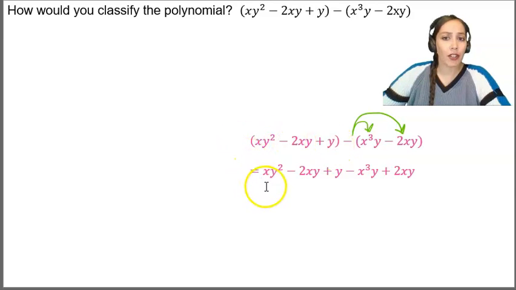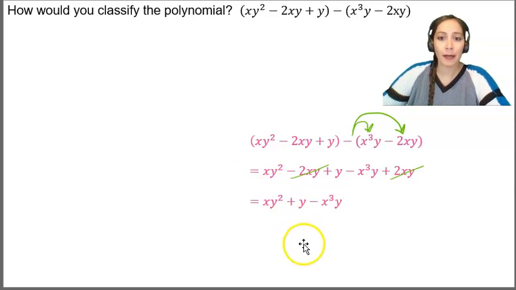because there was nothing in front of it to change the signs. Negative times x cubed y is a negative x cubed y, and negative times negative is a positive 2xy. From here, I can combine like terms, and I can see that the negative 2xy and positive 2xy will cancel each other out. So I end up getting xy squared plus y minus x cubed y. Now, how do I classify a polynomial?